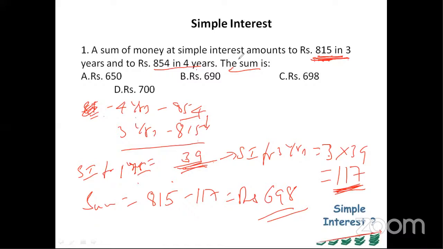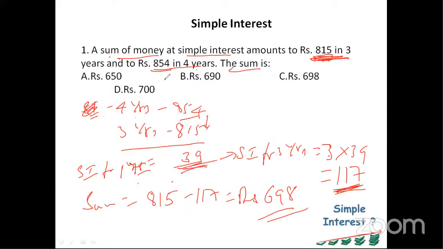If you observe a sum of money, for example, some amount is there, X, we don't know what that amount is, plus simple interest amounts to 815, which means it becomes 815. Some amount of money was there. After 3 years, it is becoming 815. And the same amount after 4 years, it is becoming 854.